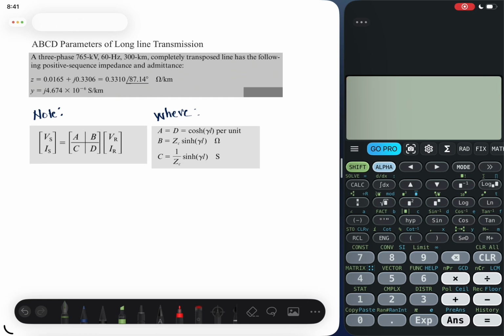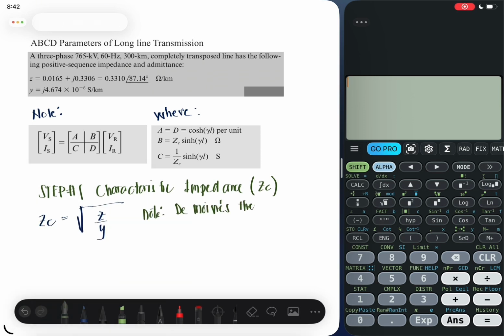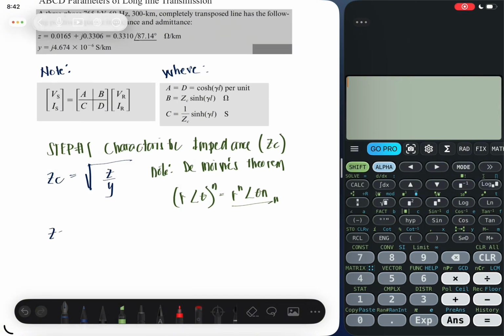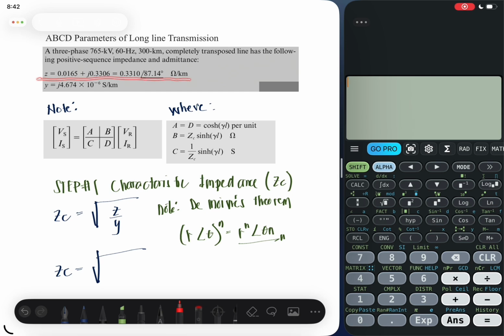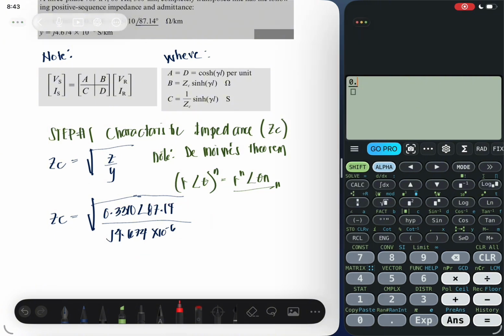Let's make this easy. Step 1 requires calculating the characteristic impedance. To find this, we divide the total series impedance by the total shunt admittance, and then take the square root of that result. However, there is a critical limitation you will encounter during exams. The standard scientific calculators approved by professors and Professional Regulation Commission cannot calculate the square root of a complex number. This is where we use a secret weapon from advanced engineering math, de Moivre's theorem.